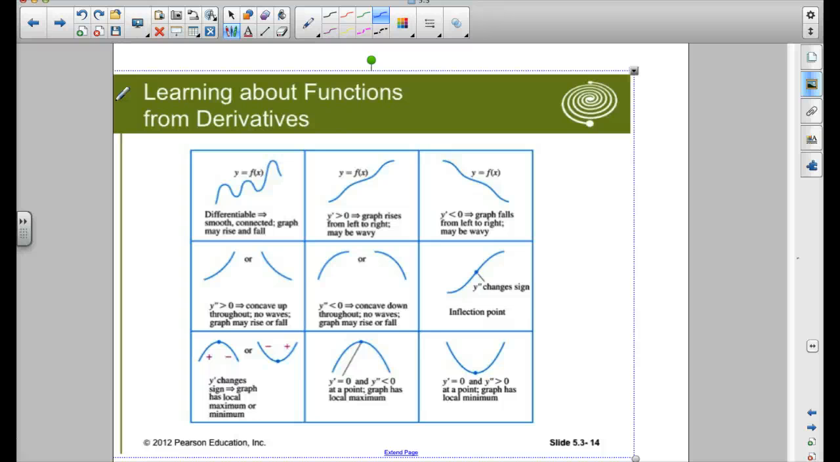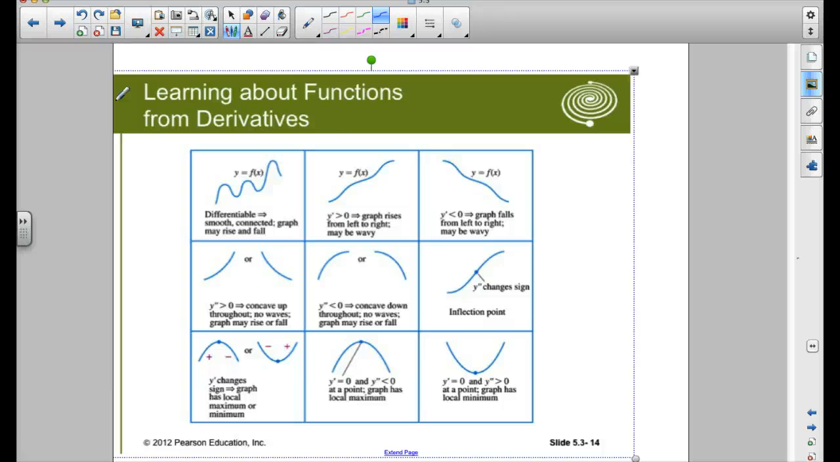The inflection point is where it changes sign of concavity. If y prime changes sign, the graph has a local max or min. If y prime equals 0 and y double prime is less than 0 at a point, the graph has a local max, and vice versa with a local min.